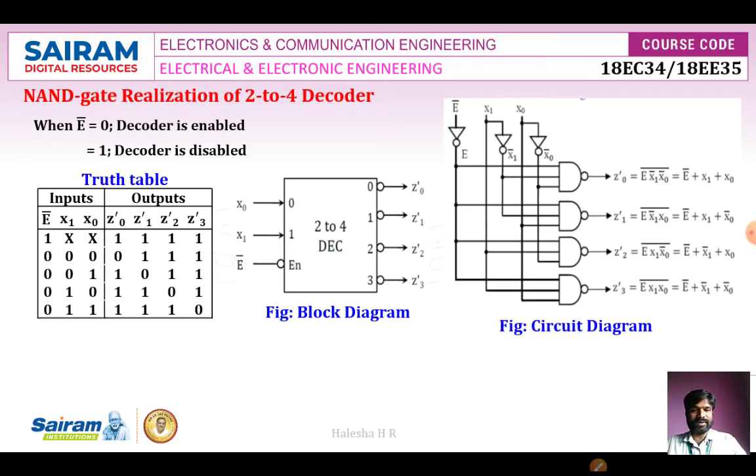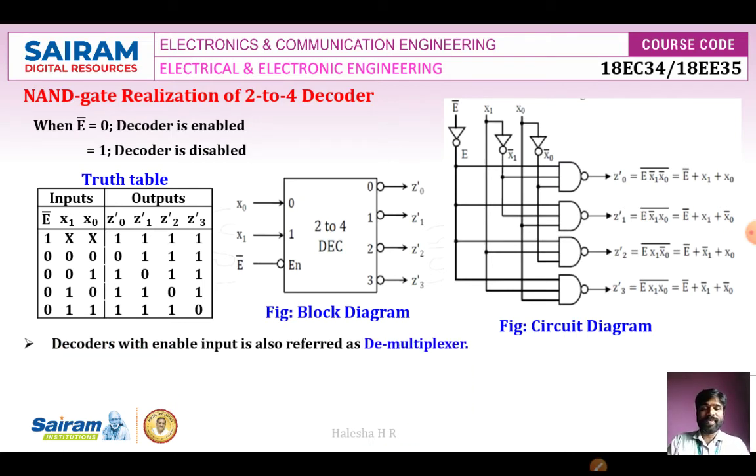So let's see the circuit diagram. In the circuit diagram, E bar is complemented and it becomes E, and that is connected. And the remaining same: X1 bar, X0 bar plus Z0. Because of the NAND gate, in the previous we used an AND gate, here we use a NAND gate, the output is complemented. If you apply De Morgan's law, it becomes E bar plus X1 plus X0. Similarly, the Z1 dash expression and Z2, Z3 dash. So if you compare the NAND gate realization, we use a NAND gate here, and our enable input is complemented.